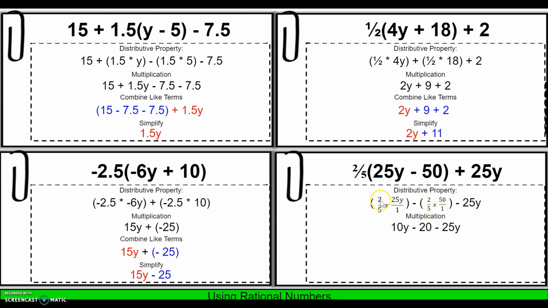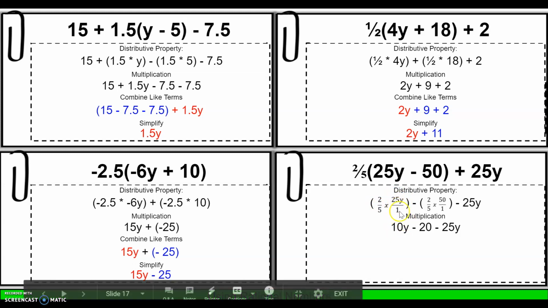So anyway, when you multiply across, 2 times 25, 5 times 1, and then you divide, that equals 50y, and then 5 times 1 equals 5. When I divide 50 by 5, I get 10y. That's how I get that, is you have to be able to do both of those steps.